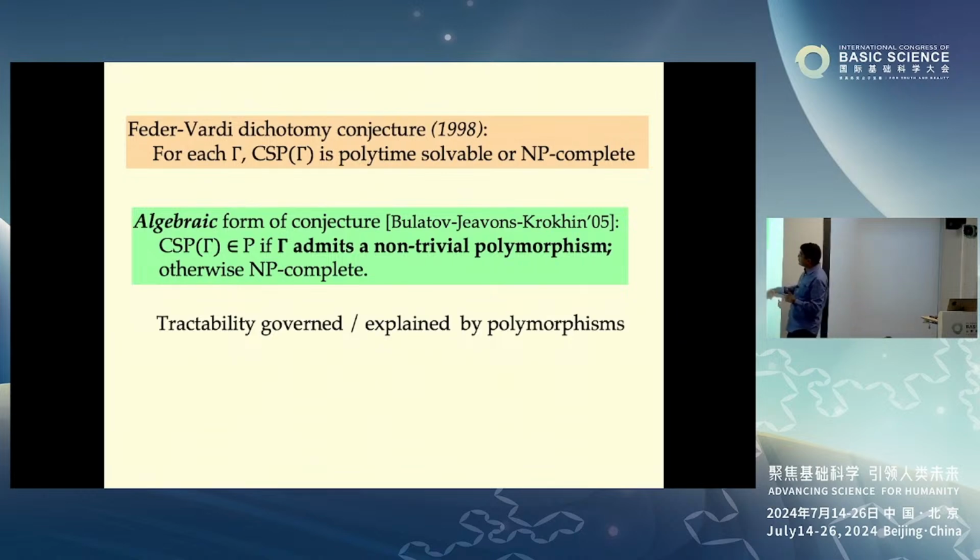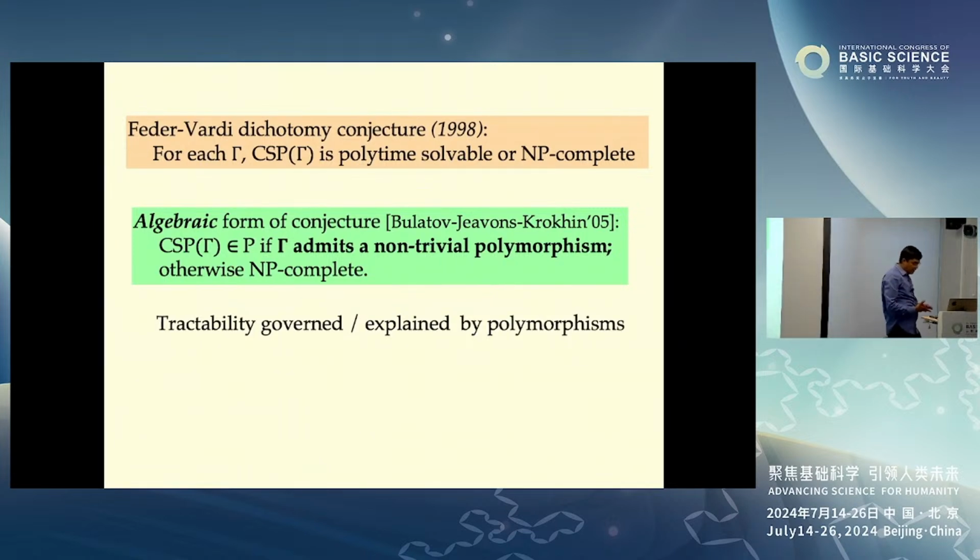And in fact, a stronger, more refined form of this conjecture was crystallized around 2005, which said that not only is this conjecture true, but it told when you have an efficient algorithm. It said that the problem is in P if you have a non-trivial polymorphism, otherwise it's NP complete. So this tractability is completely governed and explained by polymorphisms. This is a stronger form of the conjecture called the algebraic dichotomy conjecture.